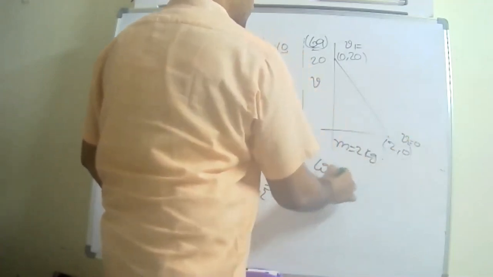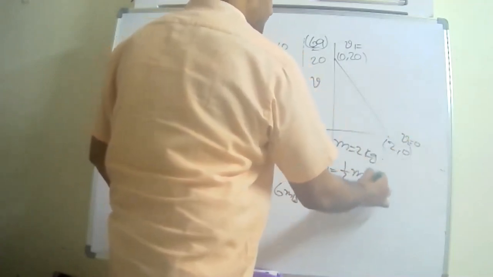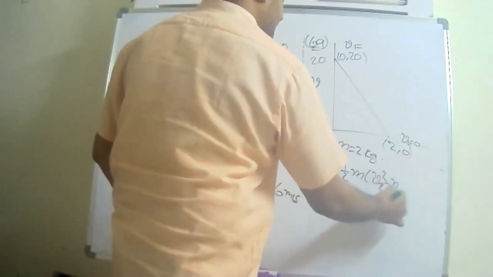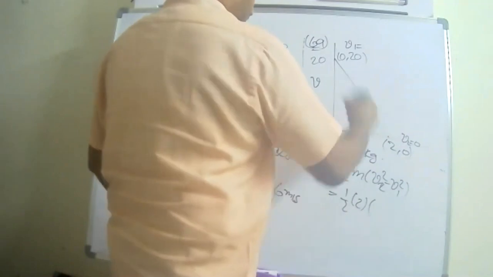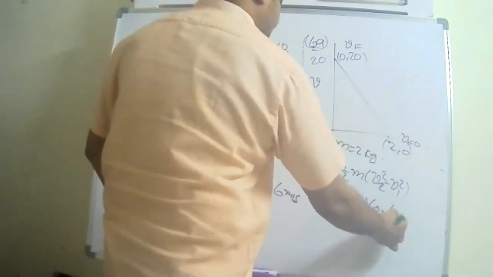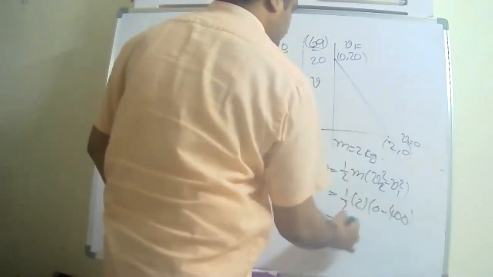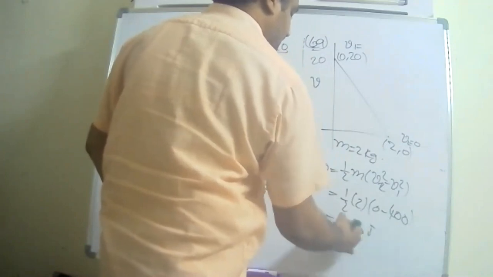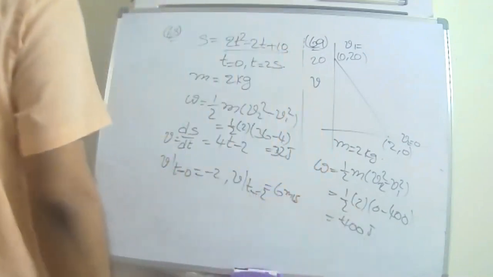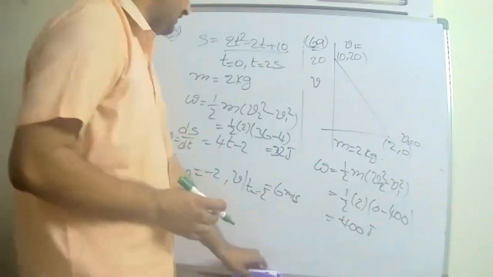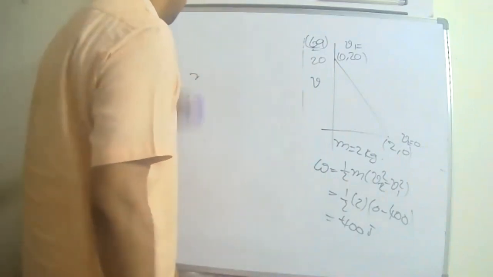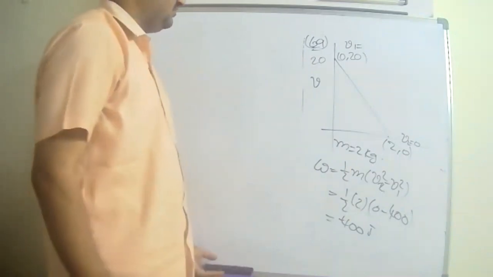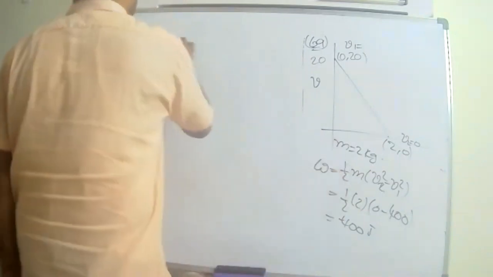So work done is equal to half m (v2 square minus v1 square), 1 by 2 into 2, 0 minus 400. Negative, minus 400 joules work done. Area under curve. Area under curve is actually v1 v2, confirmed.